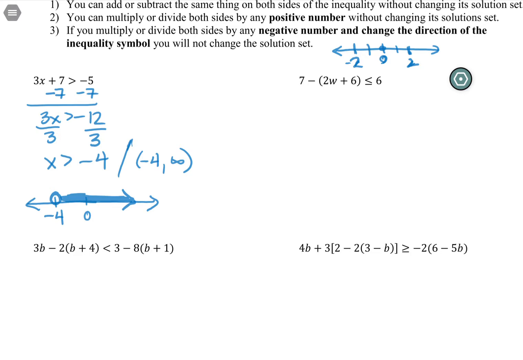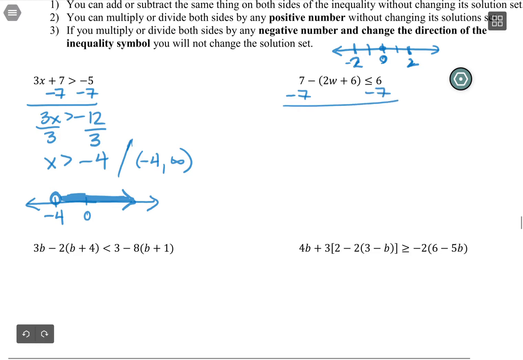Okay, second one here. I only have one w. What I see happening to it is a multiply by 2 and add 6, a multiply by -1, and an add 7. So let's start by subtracting the 7. And I get -2w plus 6 less than or equal to -1. The next thing I'm going to do is divide by -1. Dividing by a negative is going to switch the direction.